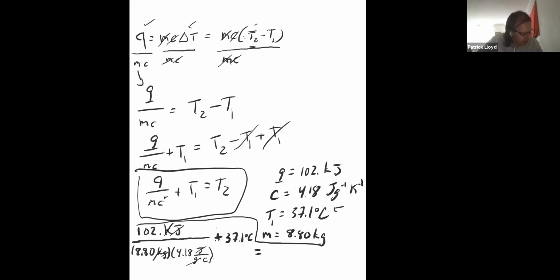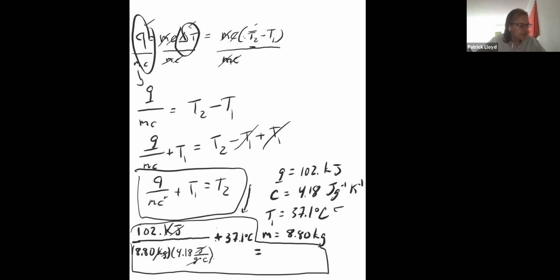Sorry, I'm running out of room here. So you can interchange the Celsius. Now, if you put this into Kelvin, that's going to give you an answer in Kelvin, and then you have to subtract to get it back to Celsius. So just take a look at what units they want. 102 divided by 8.80 divided by 4.18. For that first term you get 2.77, and that's actually your delta T. Delta T is Q over MC.